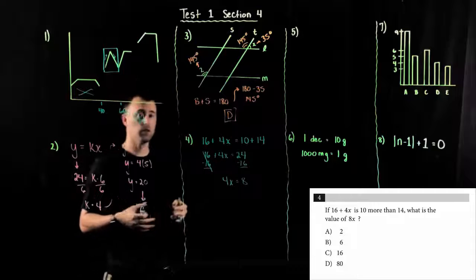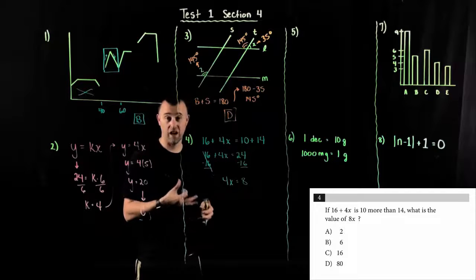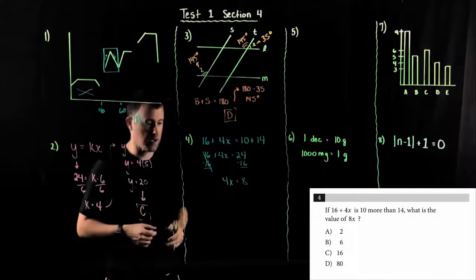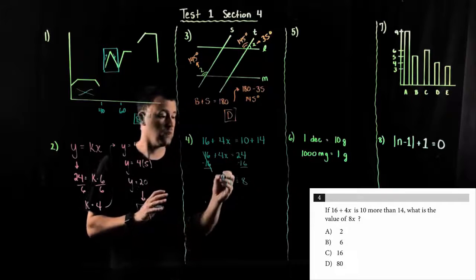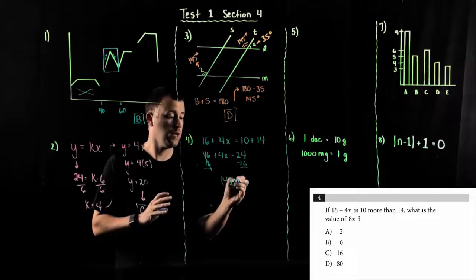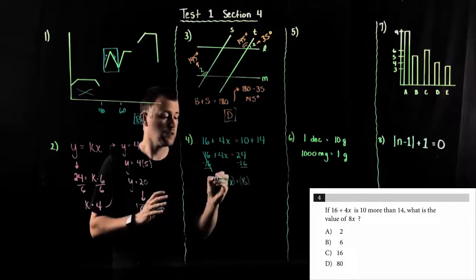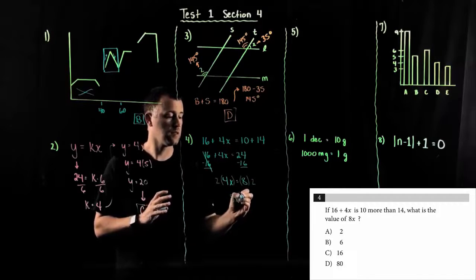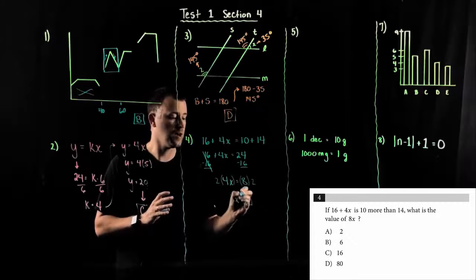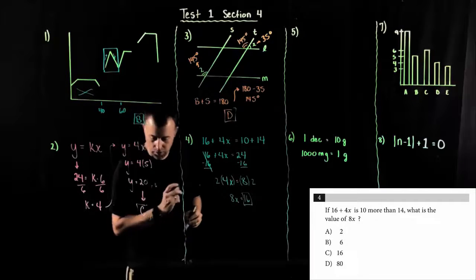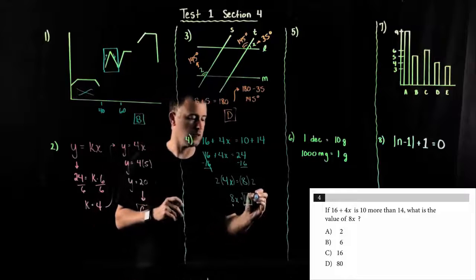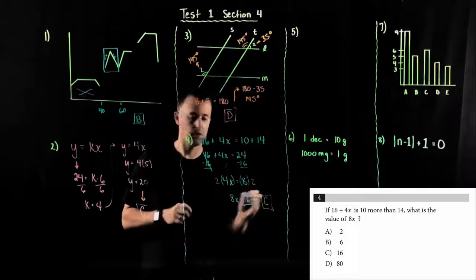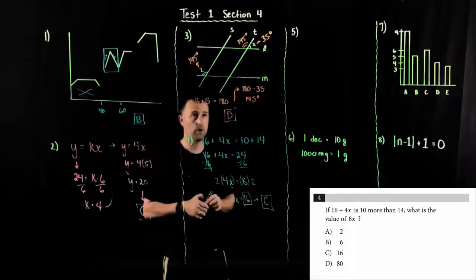And now you have the choice of either solving for x and then multiplying it by 8, or you can do a little bit of math here where you can just say, well, I want 8x. So I'm going to take this and multiply it by 2. So that's going to give me 8x equals 16. And remember, I'm looking for 8x. So in this case, that's 16. That's going to equal C. So that's going to be number 4.